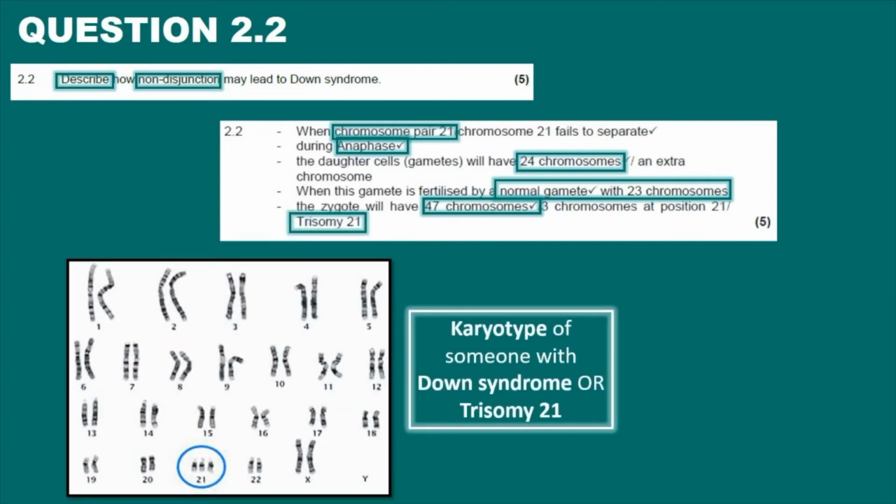So here you will see a diagram that represents the karyotype of someone that has Down syndrome or trisomy 21. If you move down to position number 21, there you will clearly see that there are 3 chromosomes, which obviously represents Down syndrome, instead of your normal 2 chromosomes.